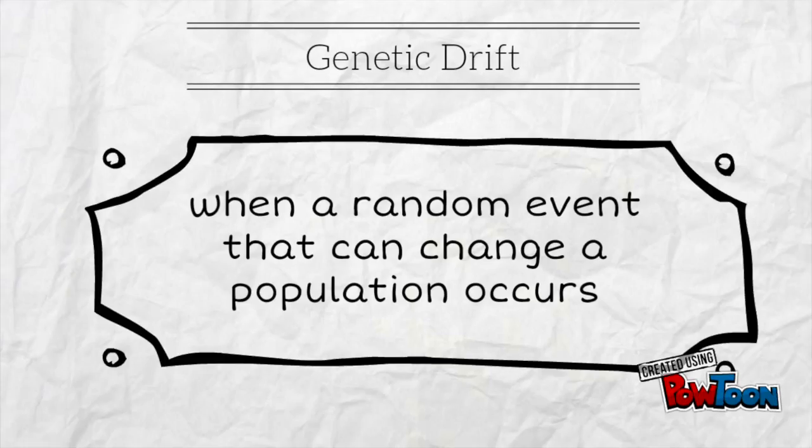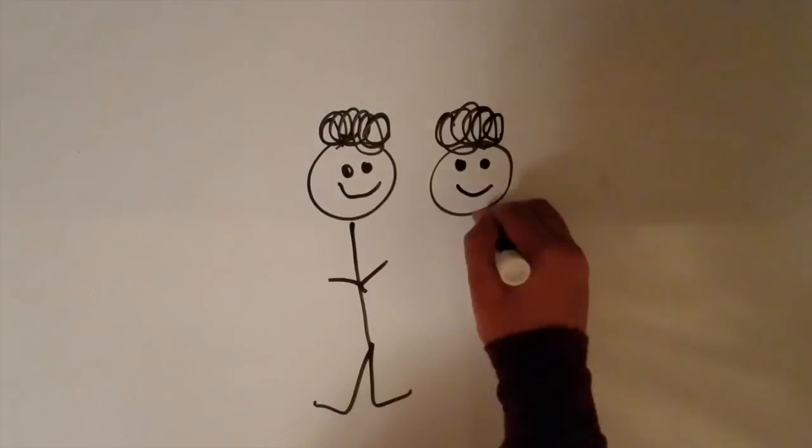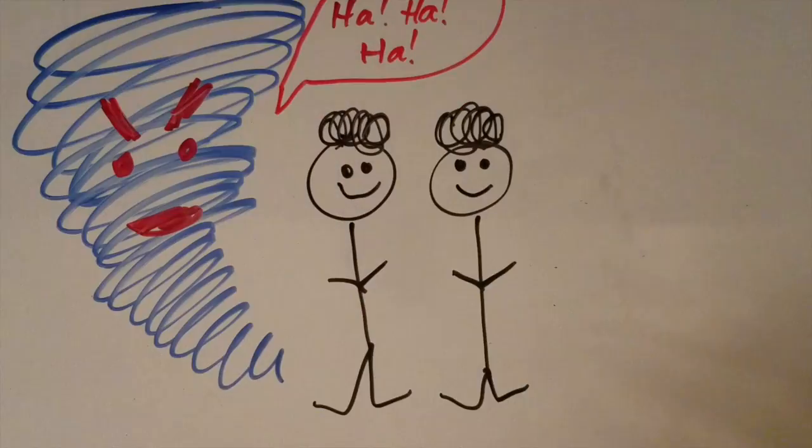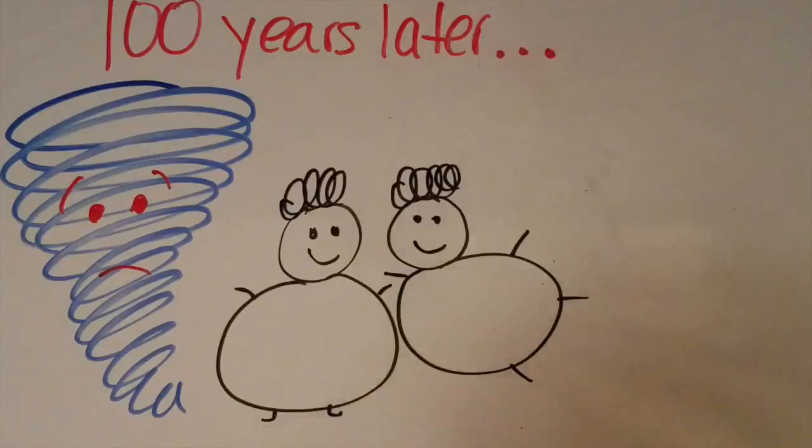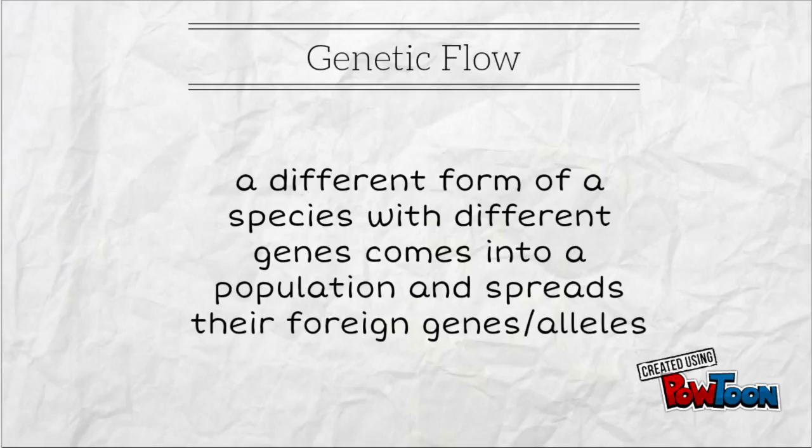The next factor is genetic drift. This is when a random event changes a population. In this example, humans are skinny and almost weightless. Therefore, a tornado can easily blow them away. In order for the humans to not be blown away, they evolve into having a heavier body weight.